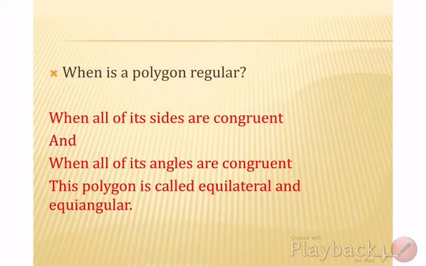When is a polygon regular? When all of its sides are congruent and when all of its angles are congruent. This polygon is called equilateral and equiangular.